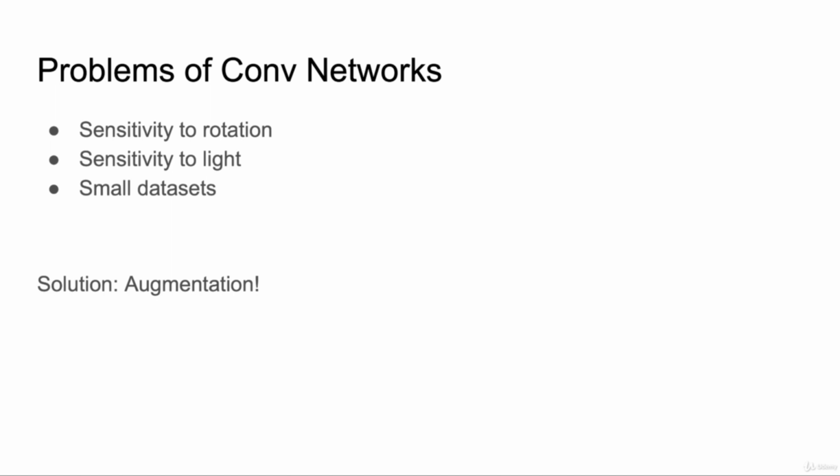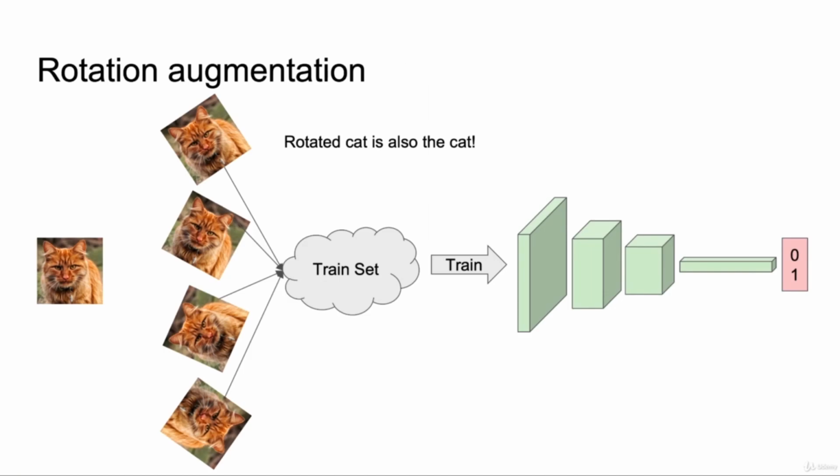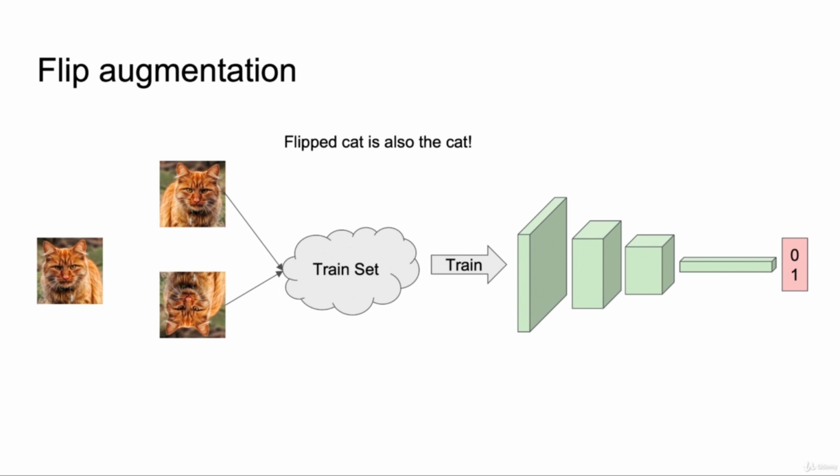For example, if you have a very small amount of data, it's hard to train a neural network and obtain good quality. And the solution for this is data augmentation. The first method of augmentation is rotation. So if we have an image of a cat, we can say that a rotated cat is also a cat. We can rotate our training images randomly, add them to our training set, and also use them for training. The second method of augmentation is flipping. So we can flip our cat again, add it to the train set and train our neural network.